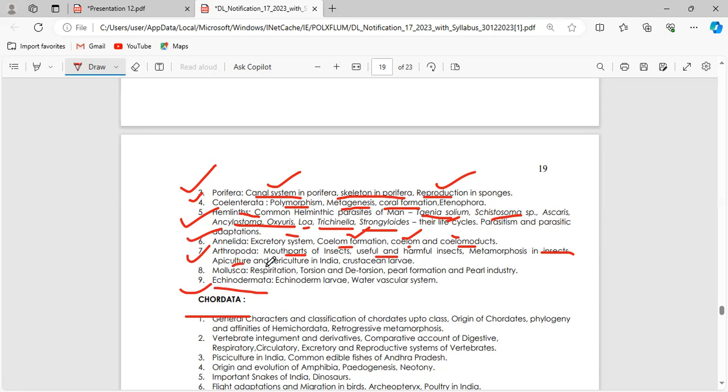And next, apiculture and sericulture. They deal with culturing of honeybees and culturing of silkworm, and how they are harvesting the honey and harvesting the silk. Everything will be discussed there. And the most important area is crustacean larva in Arthropoda. The most important topic among the other topics in Arthropoda is crustacean larva.